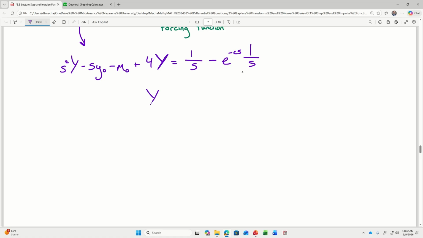So we have to solve for capital Y. This is just algebra. We're going to have 1 over s minus e to the negative cs, 1 over s, plus sy0 plus m0, all divided by s squared plus 4.